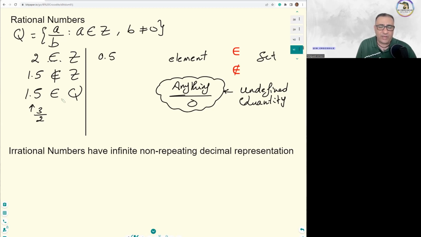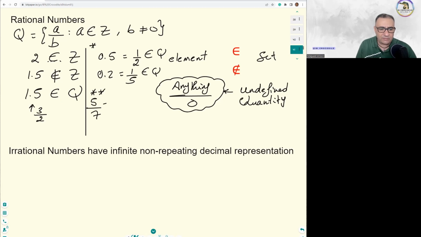There is nothing after 5. And obviously we can say this is 1 over 2, right? So this is a rational number, it belongs to Q. 0.2 is basically 1 over 5. Yes, it belongs to Q. So this is the first case. Now the second case, let's say 5 over 7.